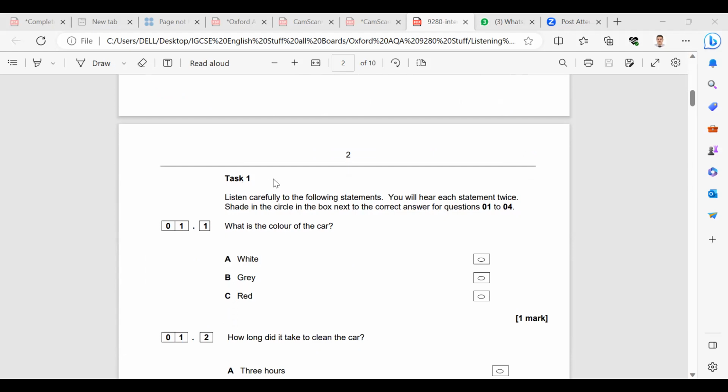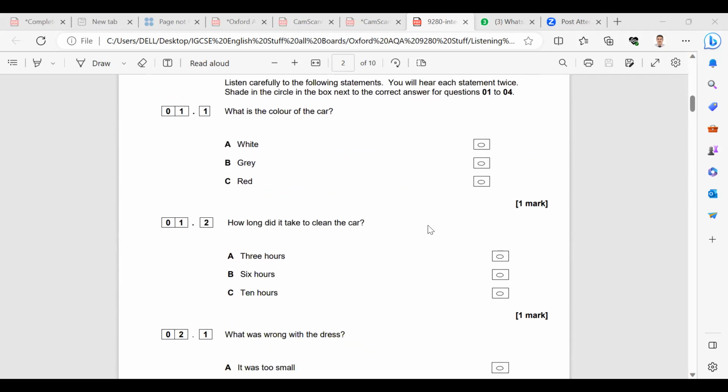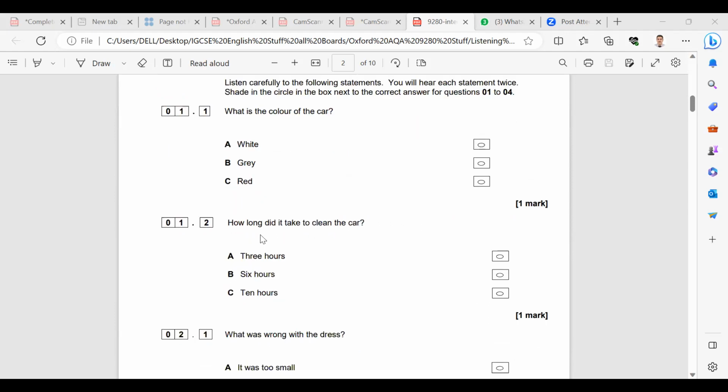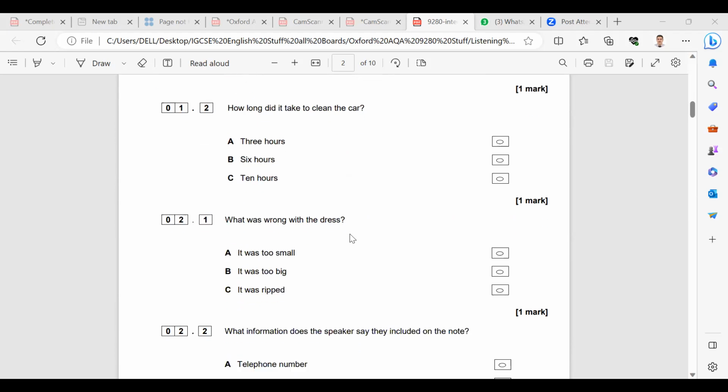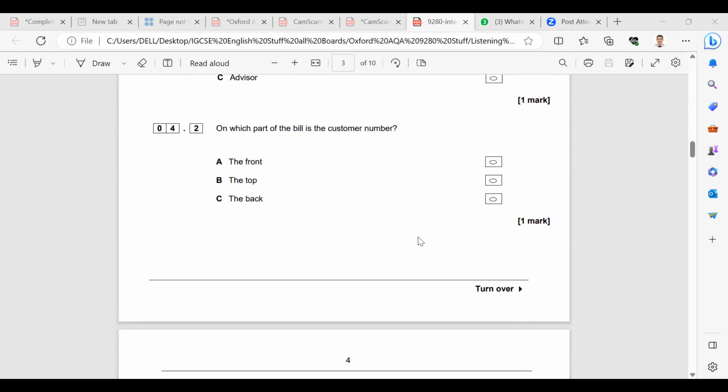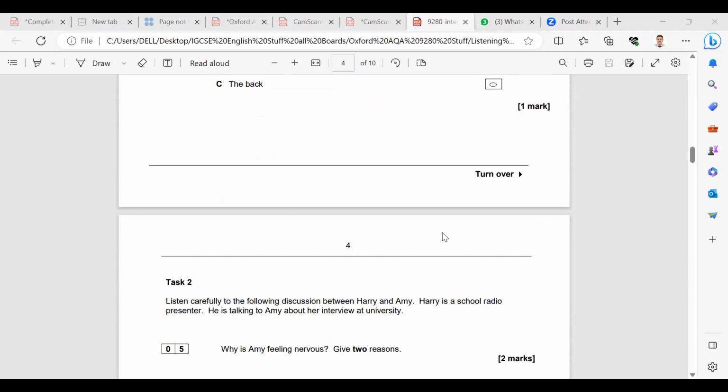Here, task 1 or part 1. As I told you, in this part it's just a monologue and multiple choice questions, like this, questions from 1 to 4. And direct questions. What is the color of the car? Very straight questions. How long did it take to clean the car? As you see, very easy. This is task 1 or part 1.